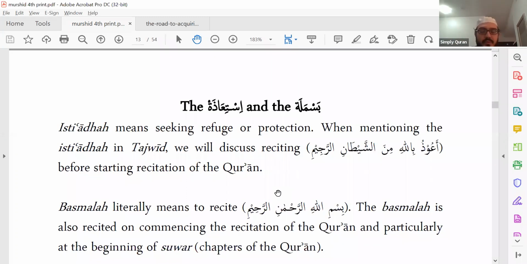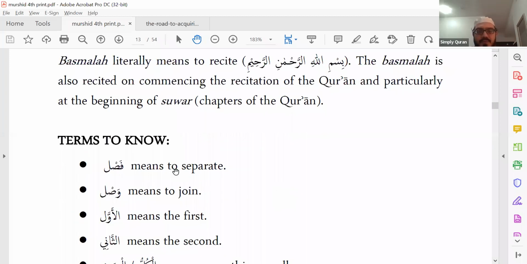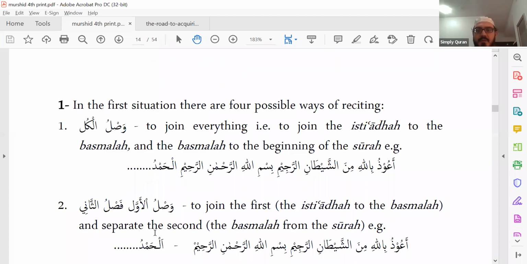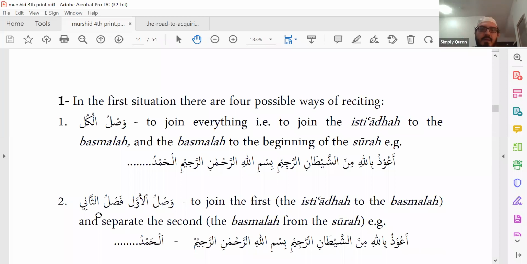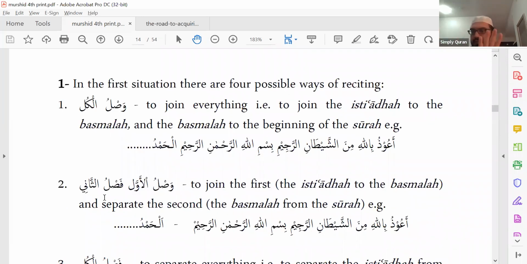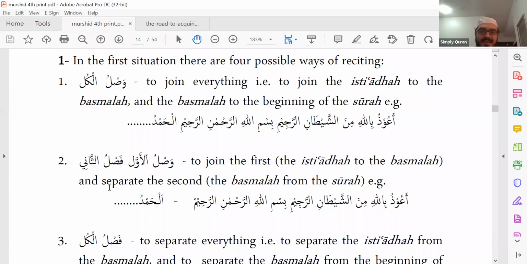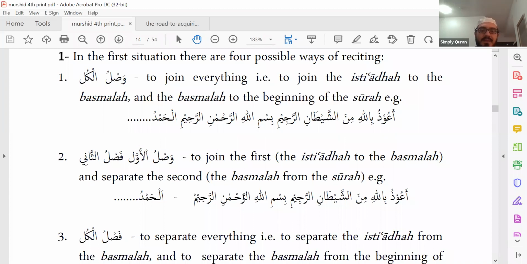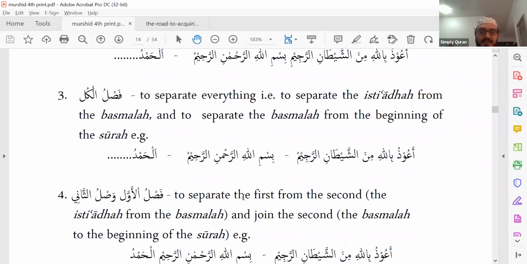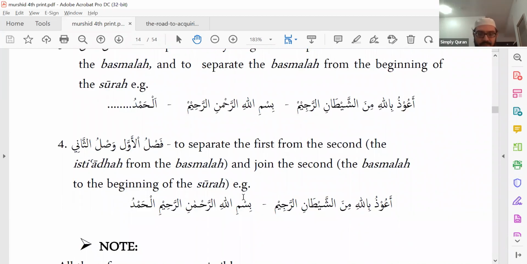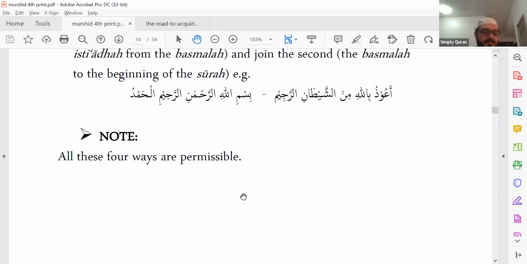Okay, so let's go to the first scenario quickly. We have these terminologies that we learned. So the first scenario, there are 4 ways that one can recite. Either you join everything. So without looking, make it very simple. Either you join everything or you disconnect everything, right? That's easy. And then the other way is that you join the first, disconnect the second. So first means isti'adha and basmala. Or the other way is that you separate the first from the second, isti'adha and basmala, and you join the basmala to the beginning of the surah. Okay, all the 4 ways are permissible.